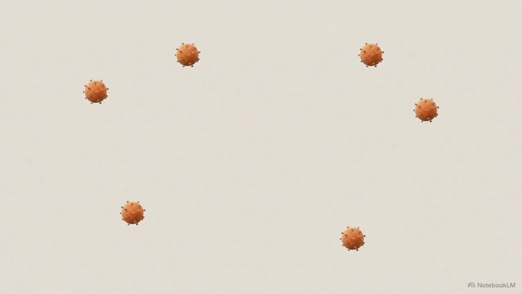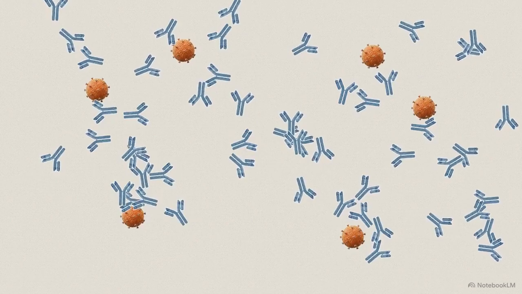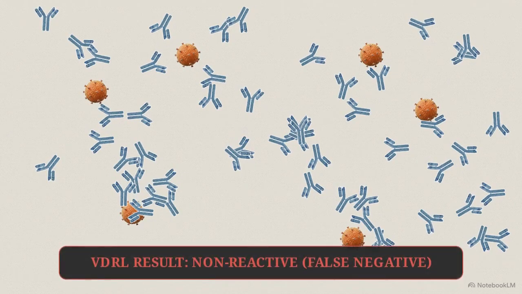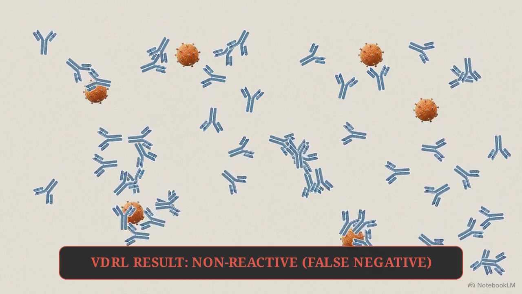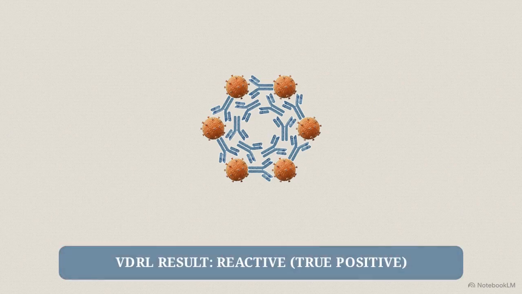During secondary syphilis, antibody titers can spike to excessive levels. When this happens, the massive concentration of antibodies actually prevents lattice formation with the antigen. This is the prozone phenomenon, resulting in a false negative VDRL that requires sample dilution to correct.